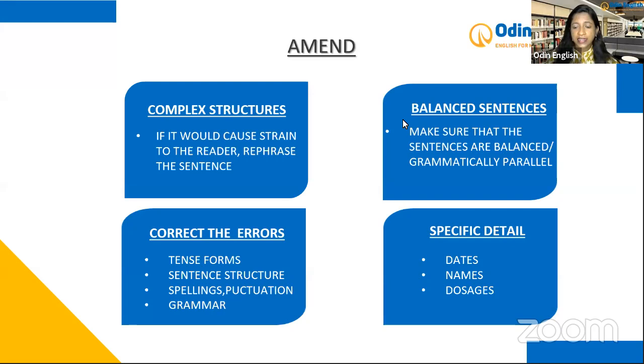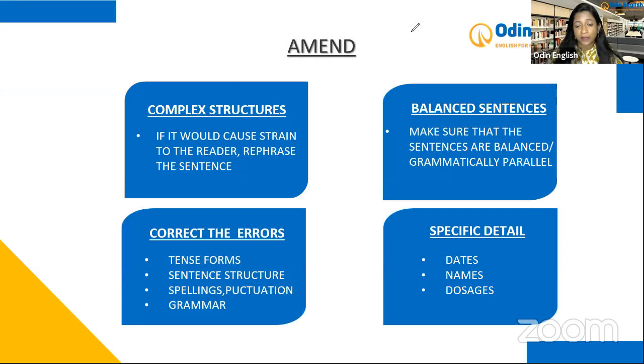The second thing is people have problems in writing balanced sentences or grammatically parallel sentences. These are also things which you may have to go and amend. I'll be teaching you in later classes what exactly balanced sentences and grammatically parallel sentences mean. But it's very important that with these long sentences, you look at whether all the parts of the sentence are equally distributed and whether they are in the same form. When we discuss grammar, we'll cover what parallelism and balanced sentences are. If it's not balanced, if it's not grammatically parallel, change it.